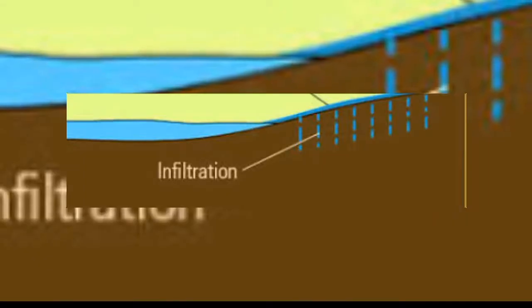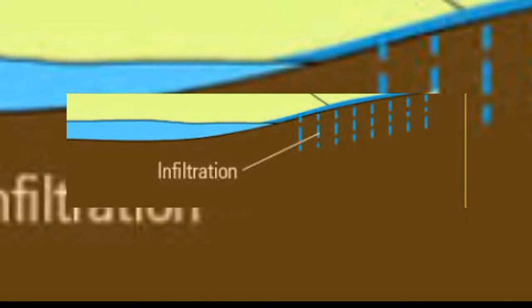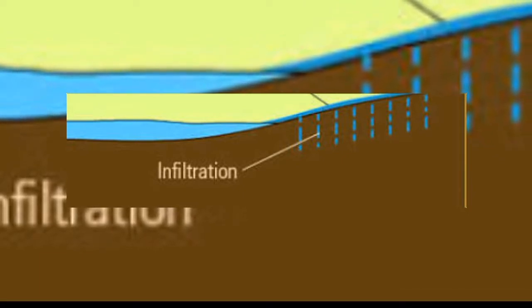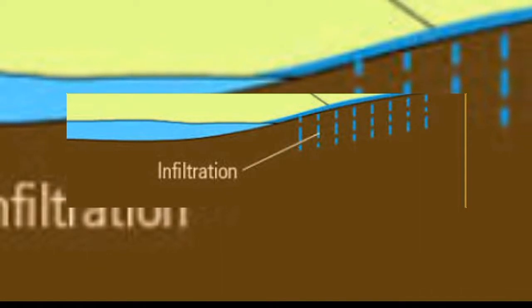And lastly, infiltration. It is where water that doesn't run off is absorbed by the plants, and it goes all over again and the water cycle is formed.